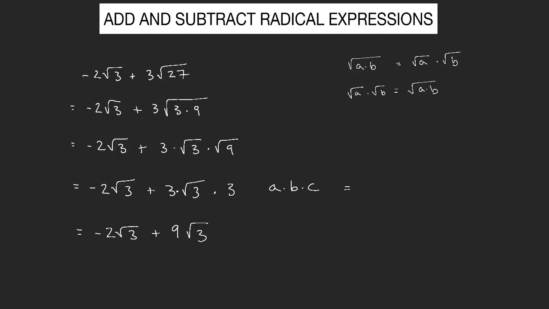Okay, I could also say that that's A times C times B. Okay, so just moving things around. So now we could go ahead and finish this. We could say that this equals negative 2 plus 9 times root 3. Negative 2 plus 9, that's going to give us a positive 7 root 3. There's our answer, 7 times root 3.